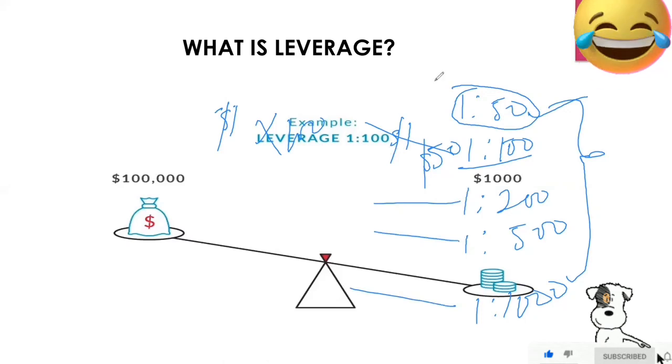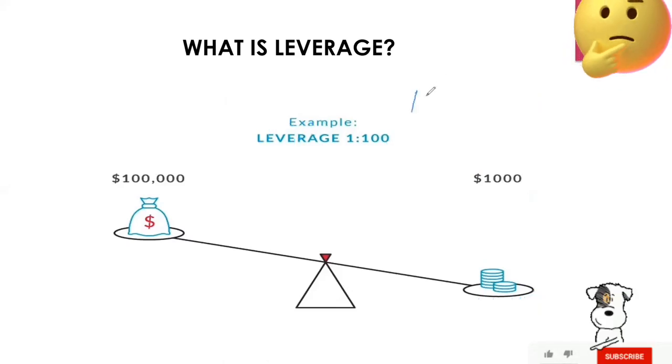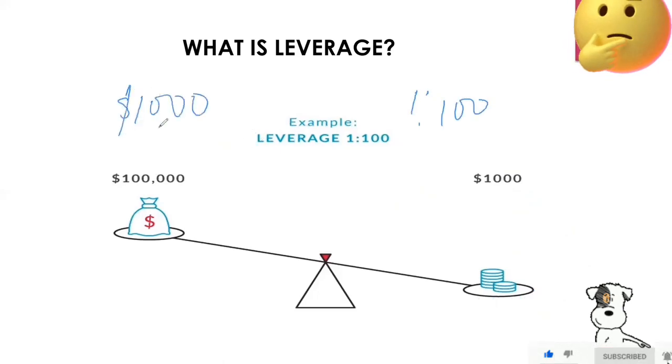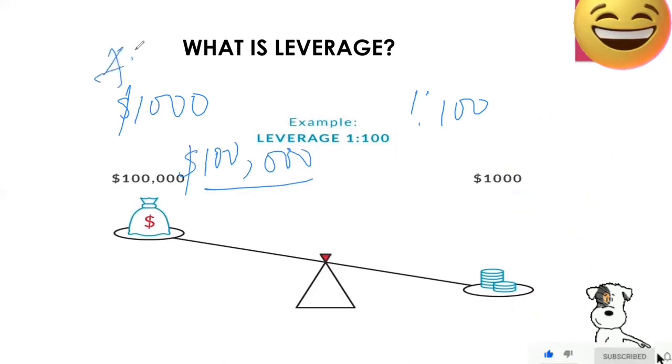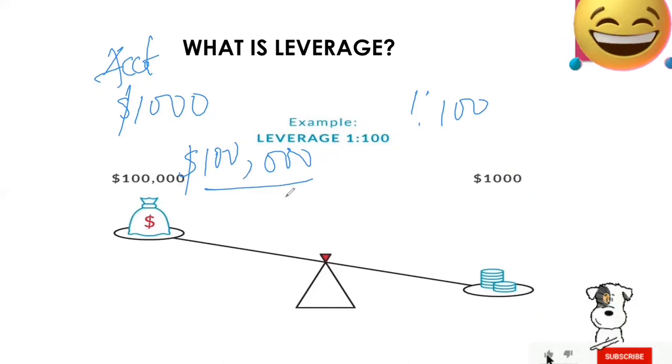For example, we are using a leverage of 1 to 100, and you funded a $1,000 account. How much would that be? That would be 100,000 buying capacity you have on your account. And mind you, this 100,000 is not going to be shown on your account balance. Your account balance that is displayed will still be this 1,000. But on the back end, you can buy currency pairs of up to 100,000. Meanwhile, you have $1,000 in your account. So it is the leverage that is helping you.